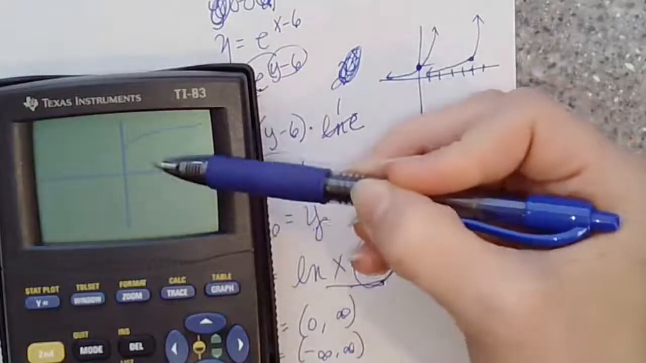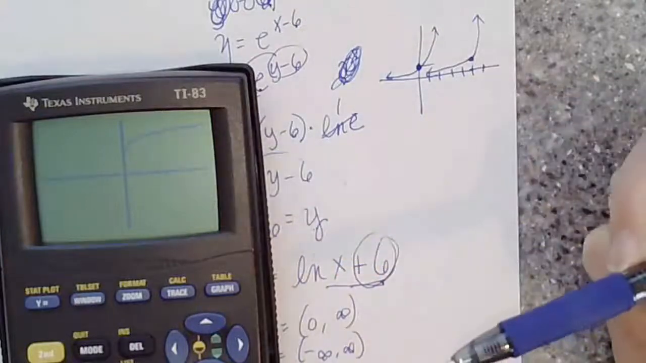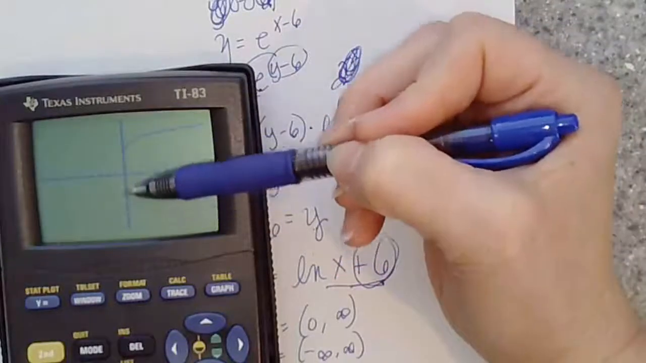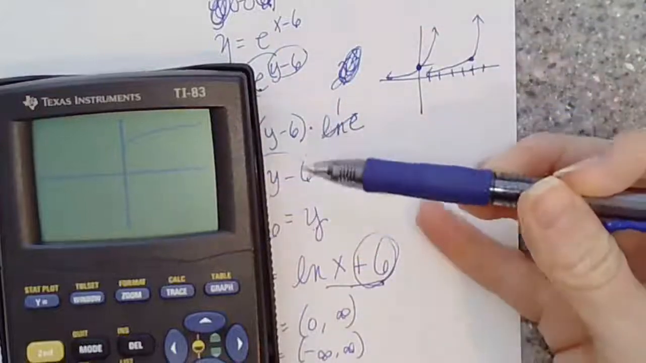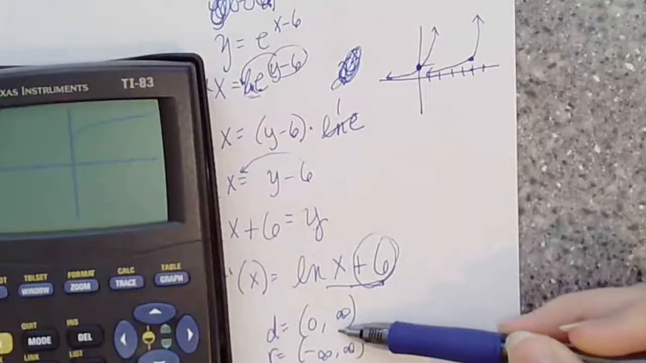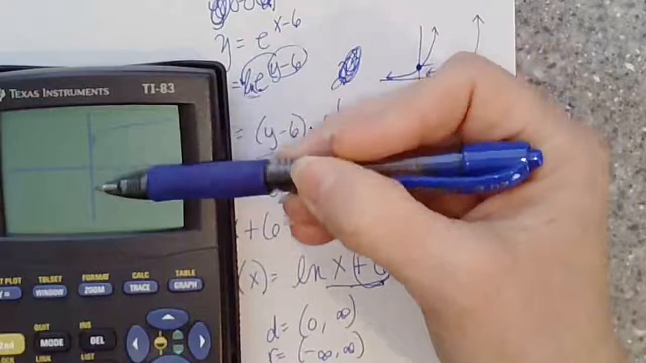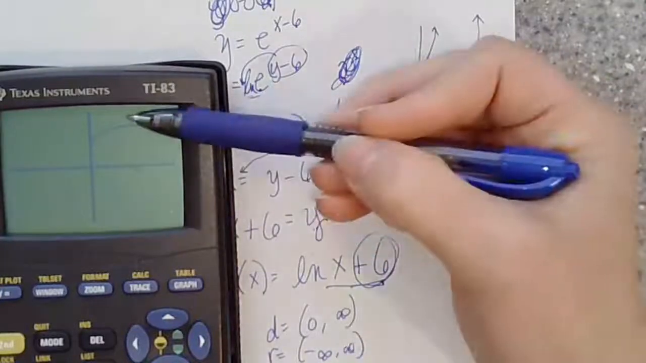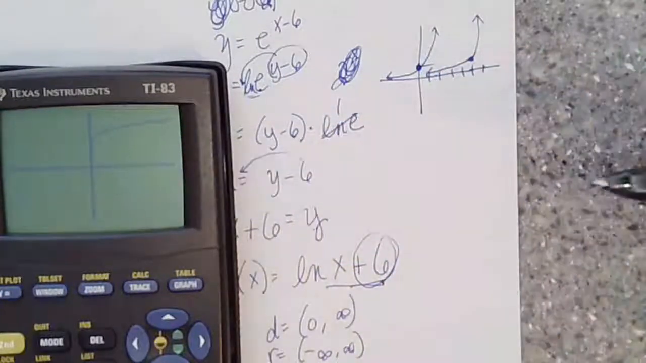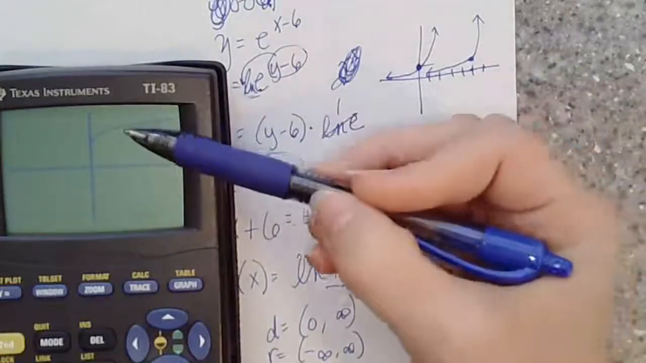Notice the y-axis is an asymptote. That's why the domain is 0 to infinity. It's not touching 0. In the range, it's up and down. This thing would keep coming down. But again, the display has trouble showing that. But the graph does continue down to negative infinity. So then the range is negative infinity to infinity.